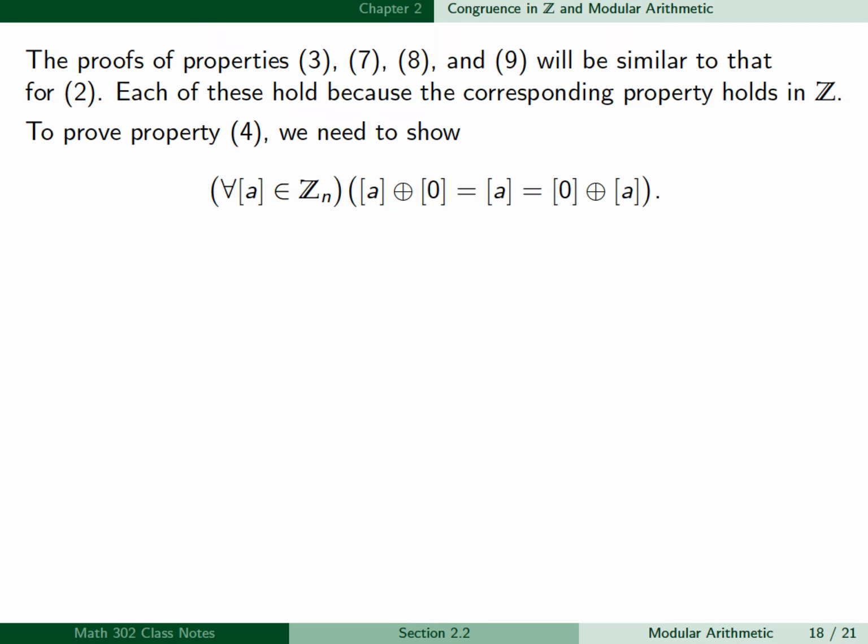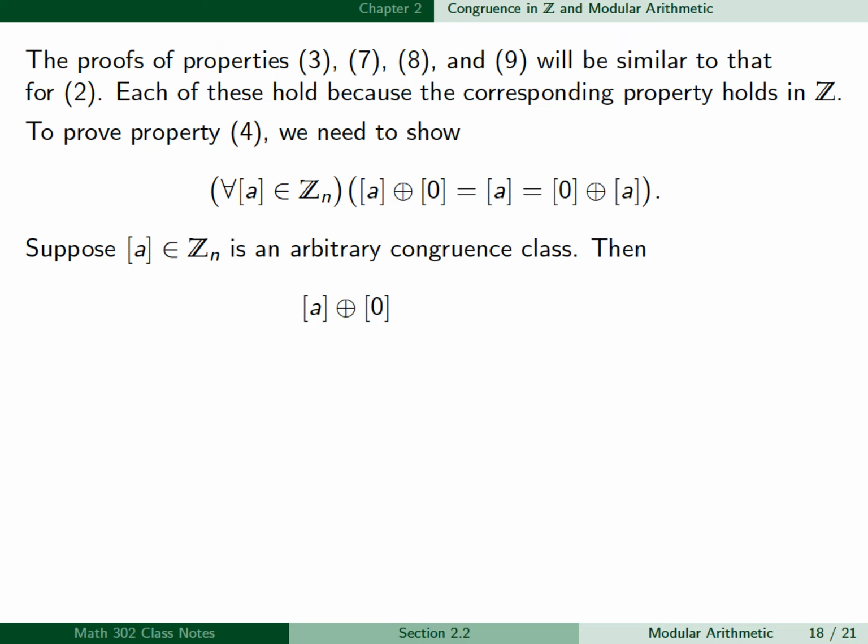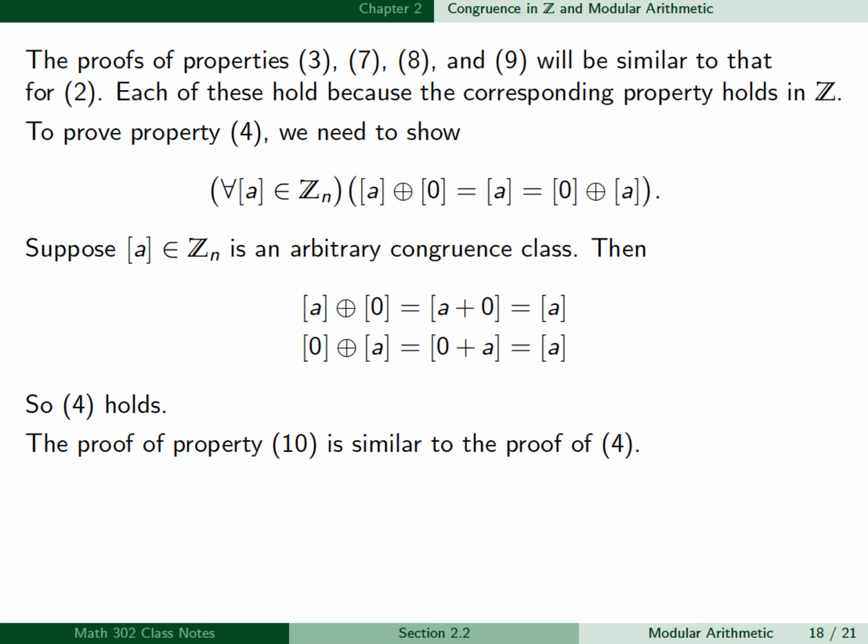Now to prove property 4, we need to show for all classes [a] in Z sub n, [a] + [0] = [a] = [0] + [a]. Suppose [a] in Z sub n is an arbitrary congruence class. Then [a] + [0] = [a + 0], which is equal to [a], and [0] + [a] = [0 + a], which is equal to [a]. So 4 holds. The proof of property 10, the existence of a multiplicative identity, will be similar to the proof of 4.